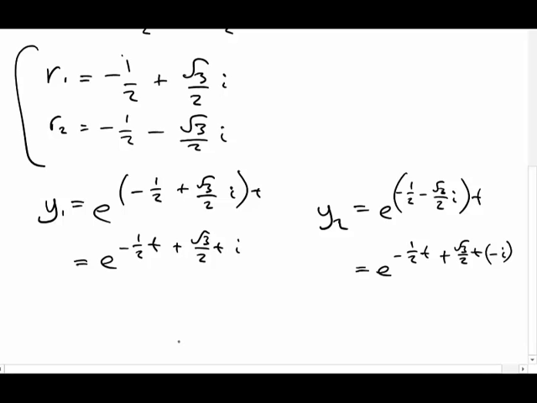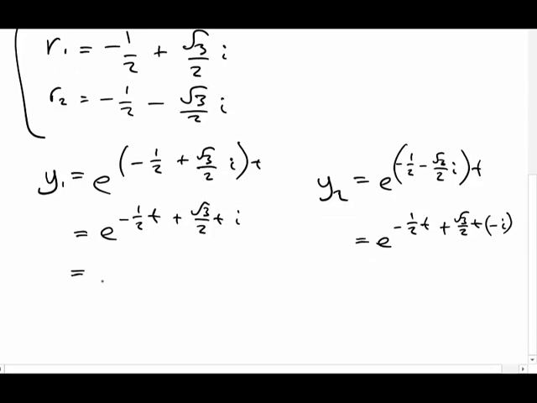Okay, so now I'm just going to rewrite this out again. So e to the minus a half times t, just using separate powers, e to the root 3 over 2 times t times i. And this is going to become e to the minus a half times t times e to the root 3 over 2 times t.